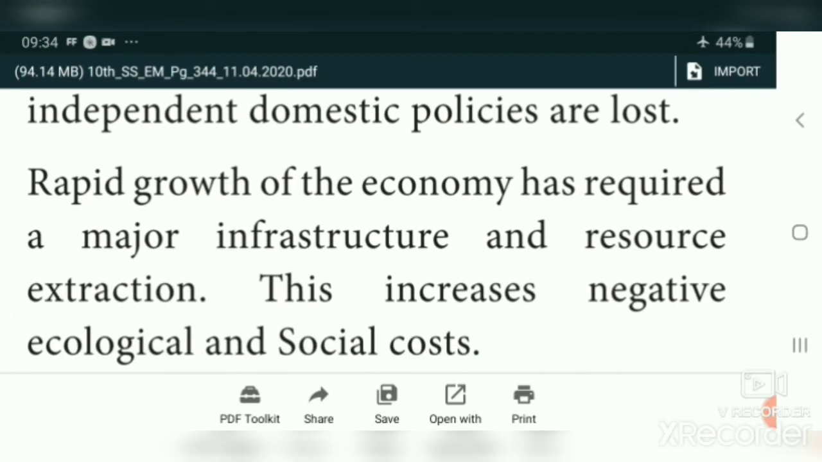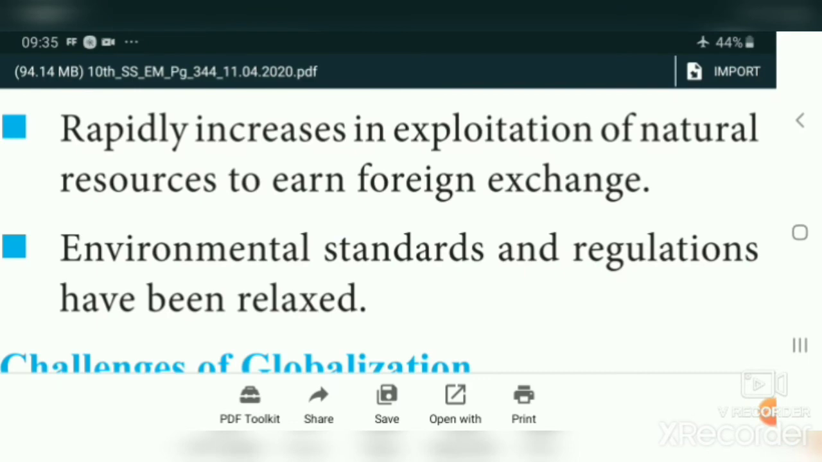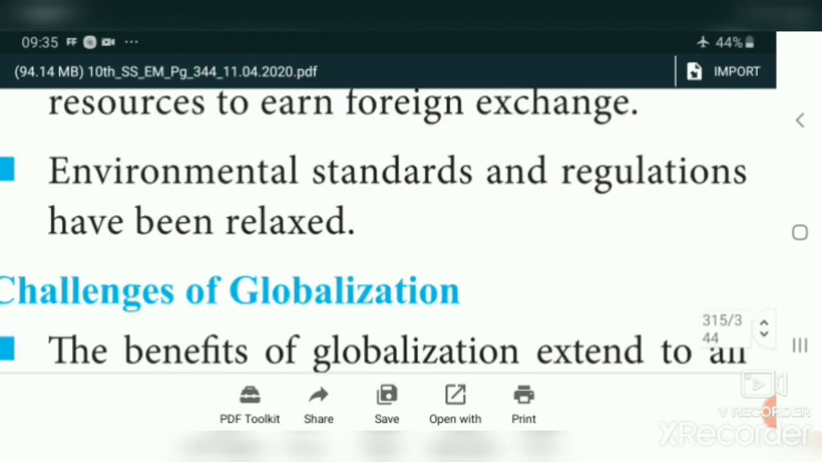Rapid growth of the economy requires major infrastructure and resource extraction. Because of fast trading practices, we are improving our infrastructure, like maintaining roads, constructing railways, etc. So automatically we are overusing the resources. This increases negative ecological and social costs. There is a rapid increase in exploitation of natural resources to earn foreign exchange. To earn foreign exchange or foreign currency, we are overusing and exploiting our natural resources. That leads to environmental problems, and standards and regulations have been relaxed.